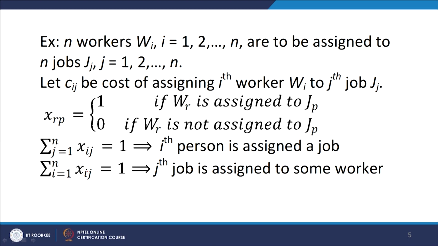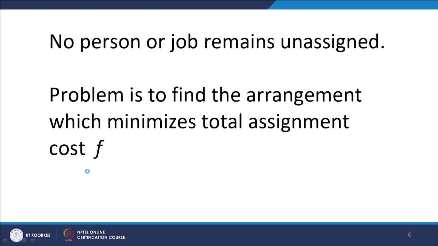Also, the row sum is equal to 1, that is summation j equal to 1 to n, Xij is equal to 1. This implies that the ith person is assigned to a job, and the column sum, that is summation of Xij, i going from 1 to n, equal to 1, implies that the jth job is assigned to some worker. So, this assignment has to be uniquely defined. In other words, no person or job remains unassigned, and the problem becomes that we have to find the arrangement which minimizes the total cost of the assignment denoted by F.